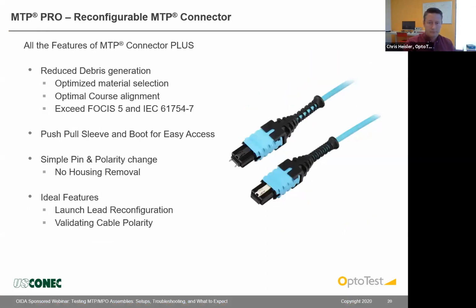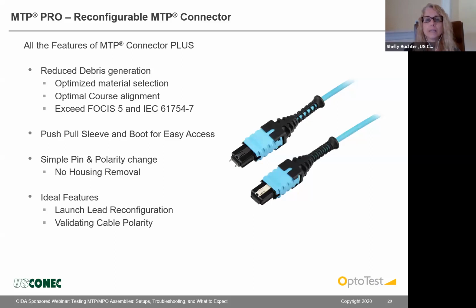Thank you. Managing multi-fiber launch leads and whether they should include pins or should not include pins, or whether they should be key up or key down, can be simplified with the Mtpmpo configurable connector. The Mtpmpo connector includes all of the MT features such as elliptical guide pins and floating ferrule, plus it's designed to reduce debris generation. It has a consolidated push-pull sleeve similar to the SC, and it is reconfigurable.